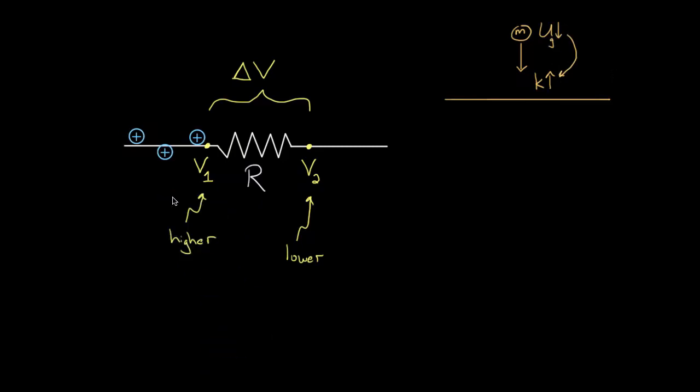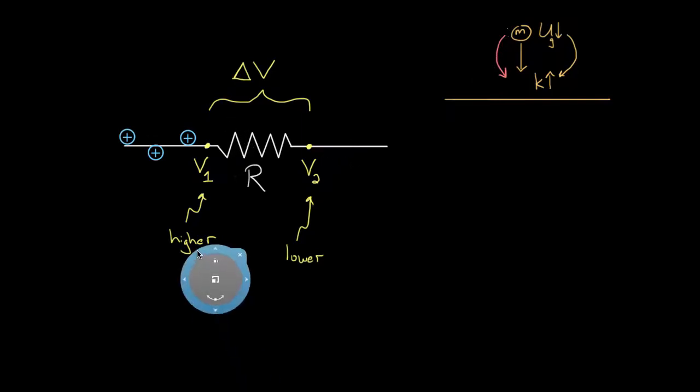Maybe as these charges lose potential energy, they speed up. But that can't happen. Remember, the current on one side of a resistor has to be the same as the current on the other side. These charges don't speed up. They're losing potential energy, but they don't speed up. This is a little counterintuitive. We're used to things speeding up when they lose potential energy, but these charges aren't going to speed up. What they do is they just heat up the resistor.